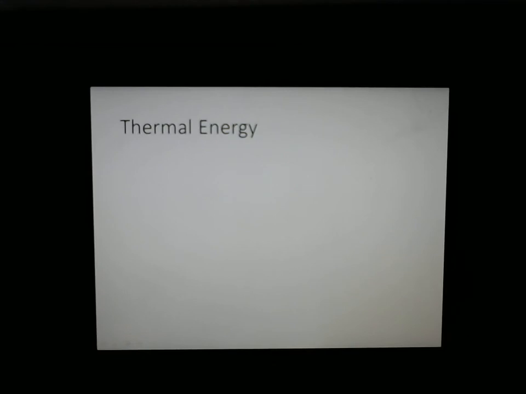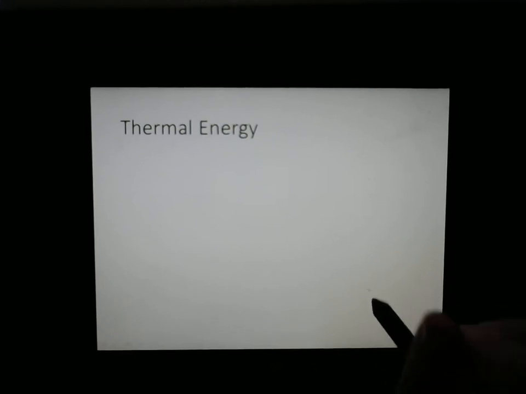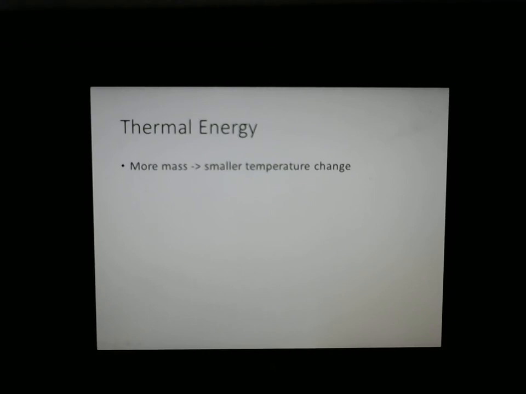Hopefully you picked up the first one: the more mass of water, the lower the temperature after a period of time. Or if you're thinking about keeping the temperature constant, it takes a lot longer to boil a lot of water than a little bit of water. You actually do a lab with this in year 9, heating up two different volumes of water and comparing the gradient, the slope.